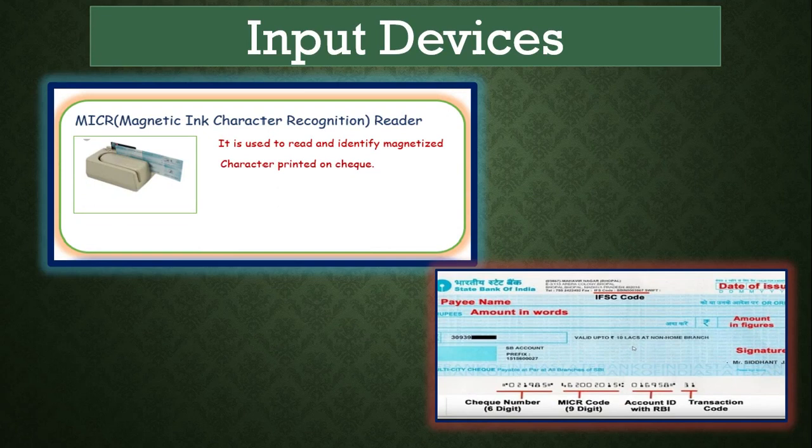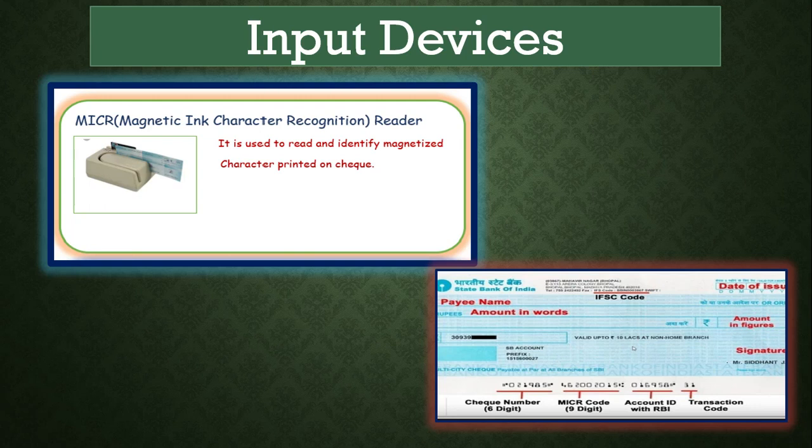So next are input devices. Next input device is a magnetic ink character recognition reader. It is used to read and identify magnetized characters printed on a check. So this is a type of input device which is used to read the information that is printed on a check.